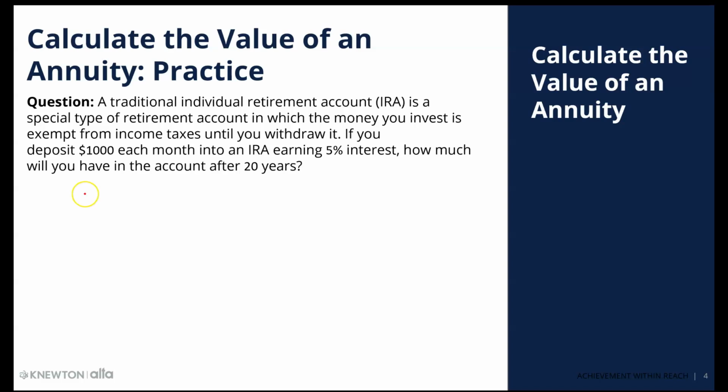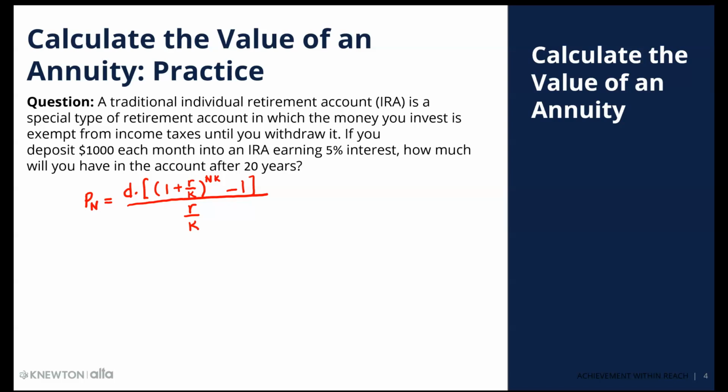So to solve this, we will use the formula P sub n. This is the accumulated amount after n years, is equal to D times quantity 1 plus R, that is the rate, over K, that's the number of compounding periods, raised to N, the number of years, times K, minus 1, divided by R over K.